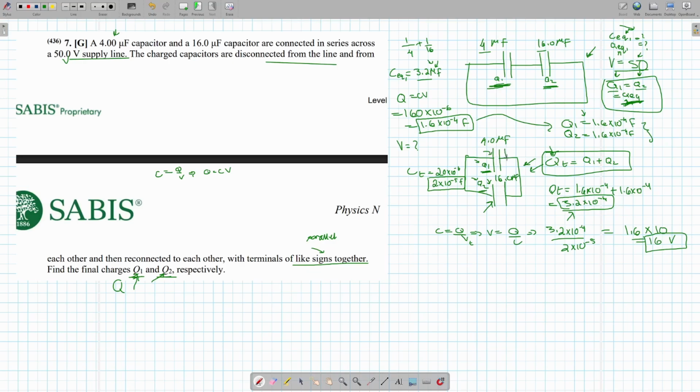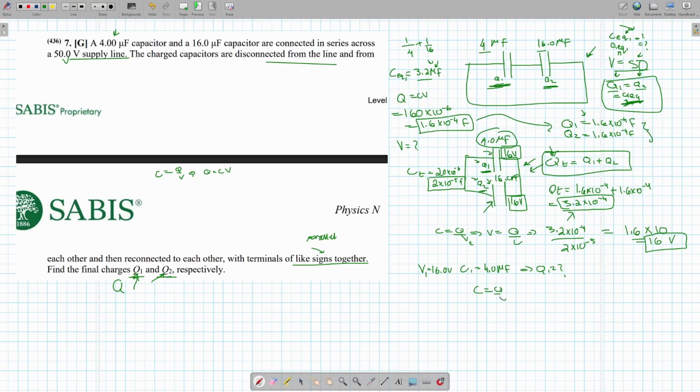So we know that the total voltage is 16 volts. And since it's in parallel, that means you have 16 volts here, 16 volts here. Perfect. 16 and 16. Now we have the voltage of each branch. We have the capacitance of each branch. Can I now find the charge of each capacitor? Yes, I can. So we know that V1 is 16. Capacitance 1 is 4.0 microfarads. Can I find Q1? Of course.